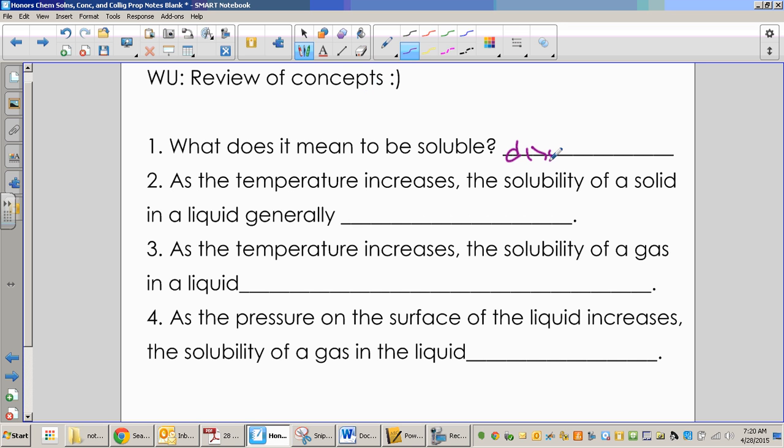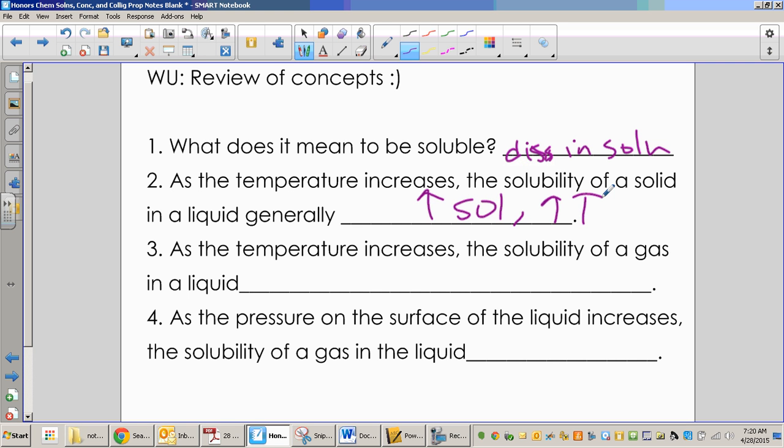Okay. Dissolve. And solution. That's as simple as you can get. As temperature increases, the solubility of a solid in a liquid... So solubility of a solid generally does what, Alex? Increases. Right. Usually you increase the solubility of something when you increase the temperature if it's an ionic solid.